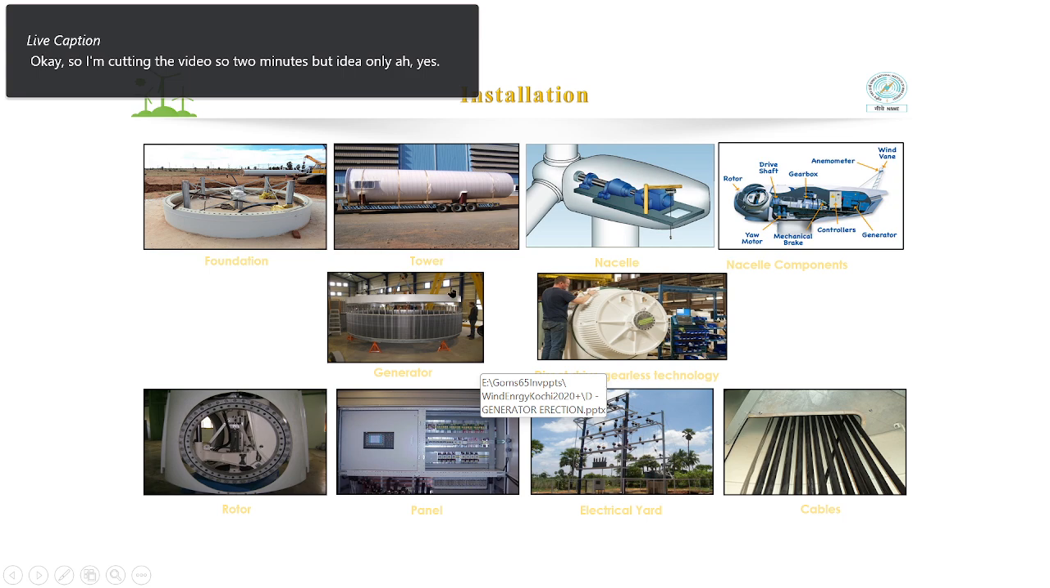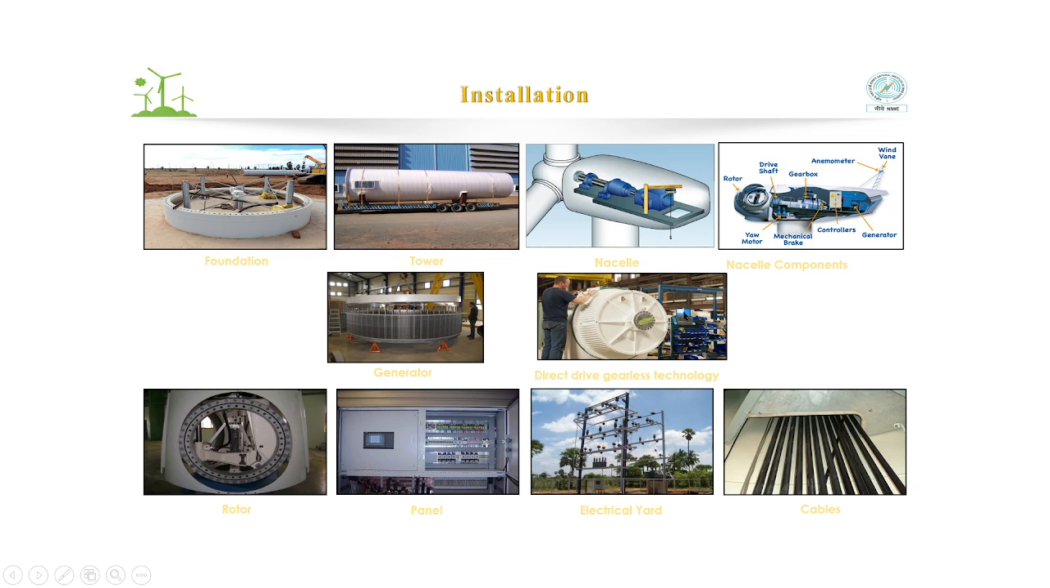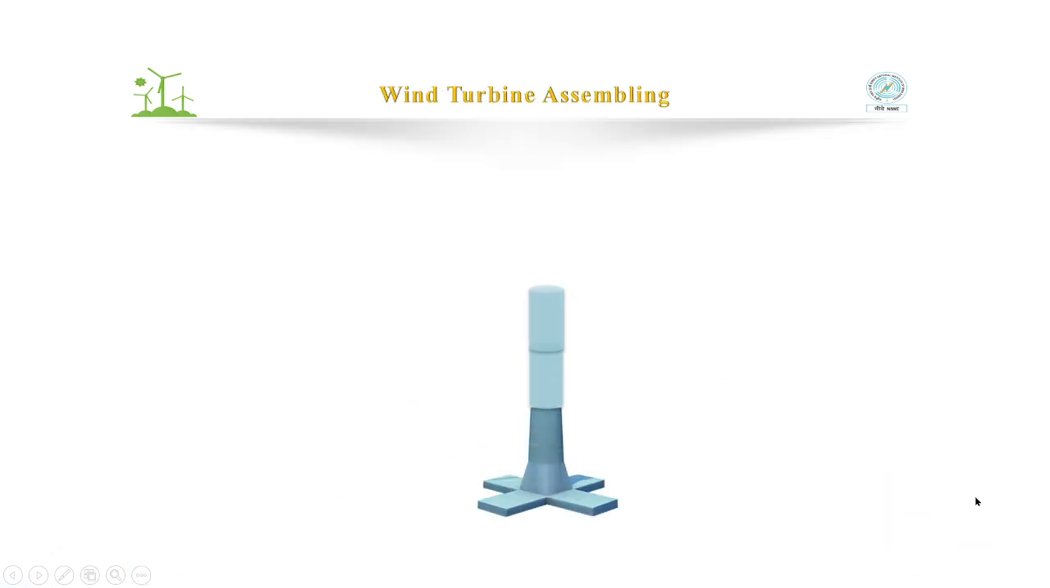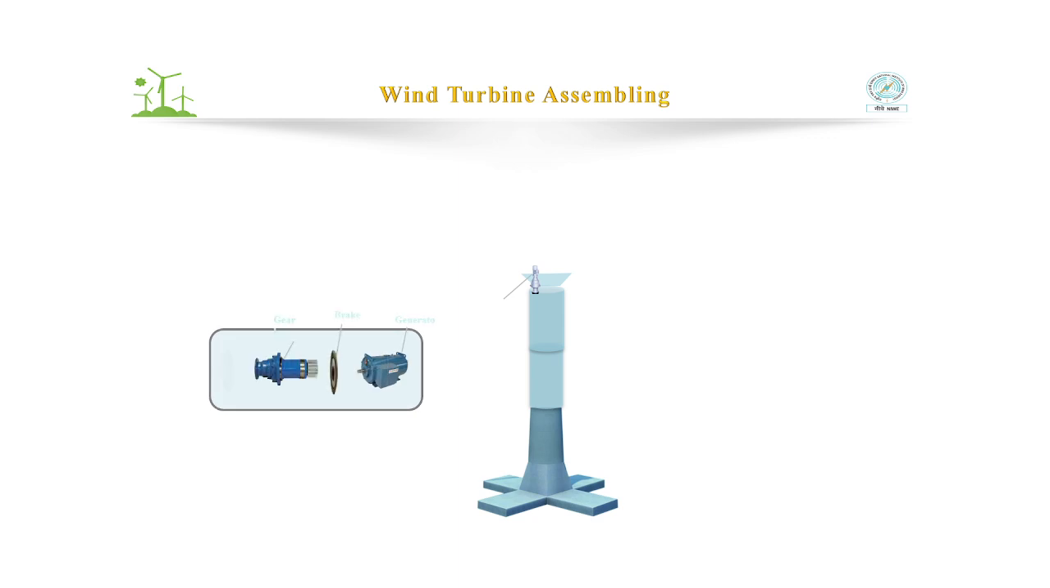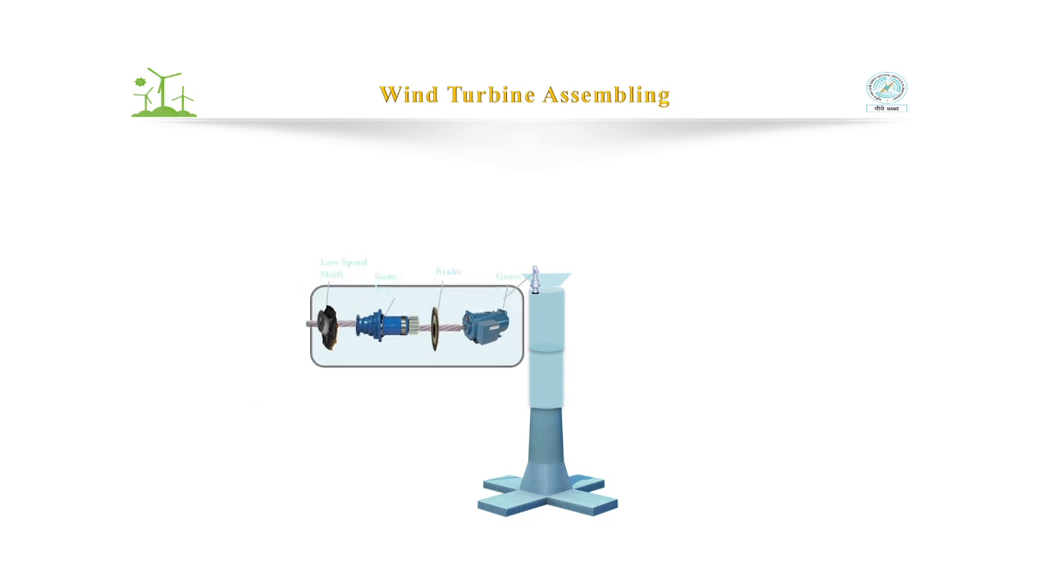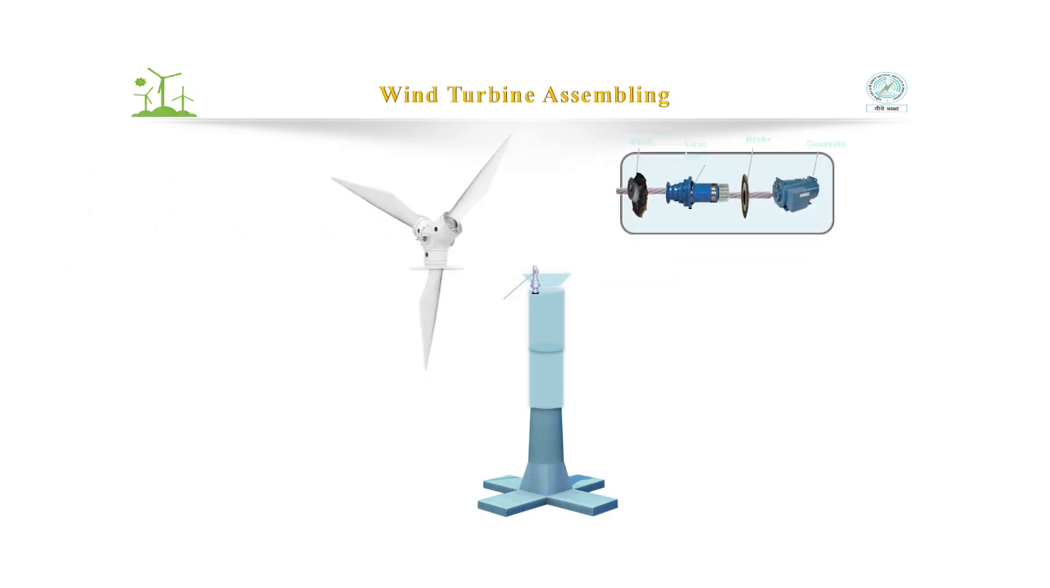And this is the generator. Then direct drive gearless technology, which uses probably a permanent magnet generator. Then rotor hub, then panel, then electrical yard, then cable, all those things will have to come. The installation process is starting with the foundation first, and then putting one by one, assembling the nacelle, everything. That nacelle goes on top.